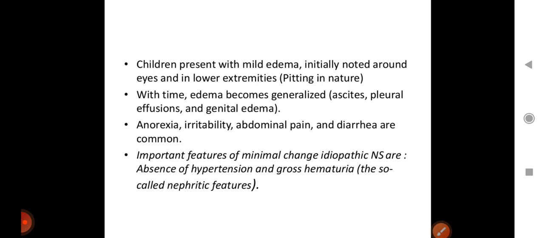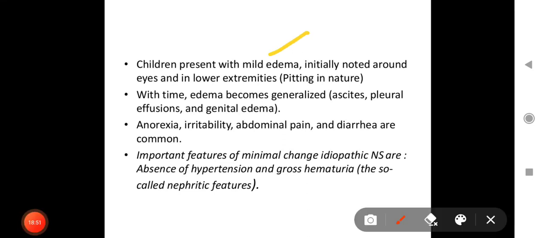Okay. So next, children with minimal change present with mild edema, initially noted around the eyes and lower extremities. Now this is a viva question: the edema in nephrotic syndrome is pitting. It's pitting edema. With time, edema becomes generalized. Ascites, pleural effusion, and genital edema may be seen. Anorexia, irritability, abdominal pain, and diarrhea are common.